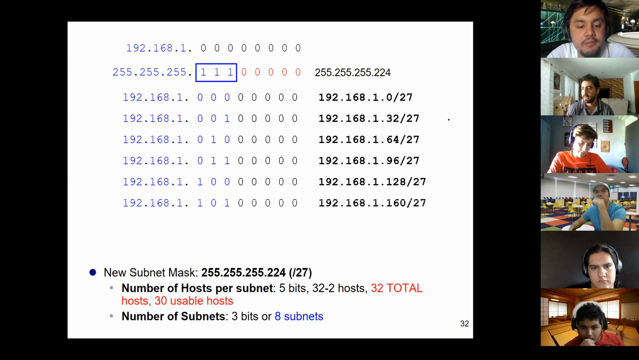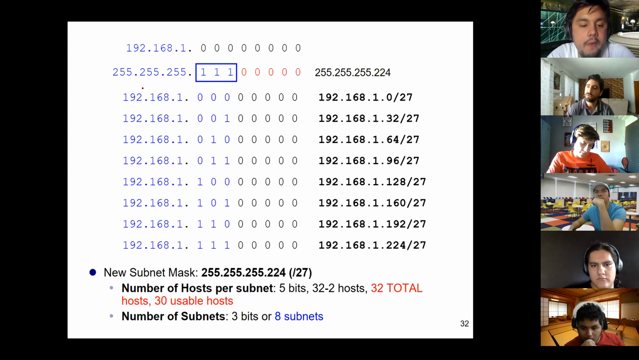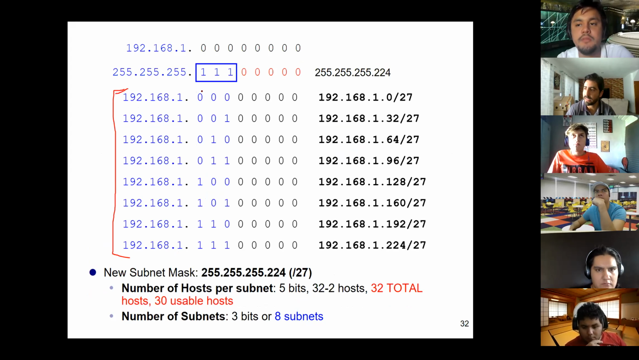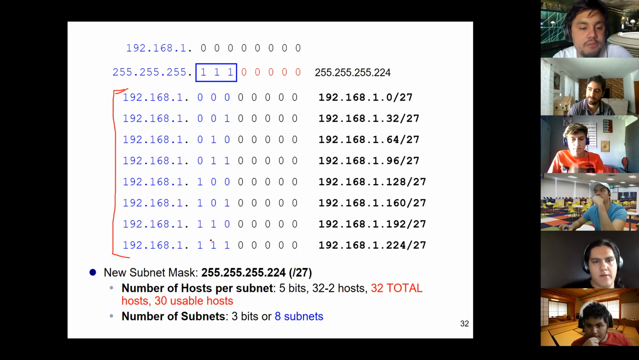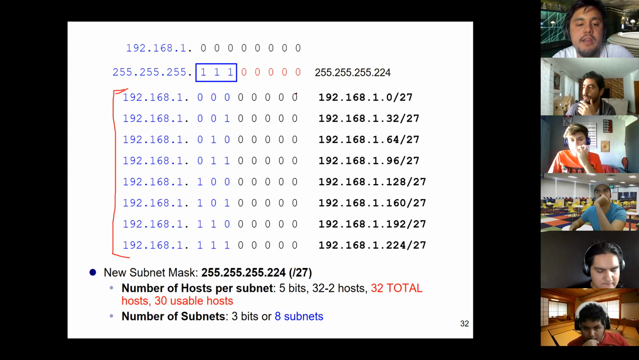So this would be something like this. So you have 8 different subnets here. These are all the 8 subnets for you, starting from 000, 001, 010, and so on. You see how you're just considering this tree and increasing it. And then for the range of the hosts, you're going to jump 32 per 32, because you have 5 bits here.